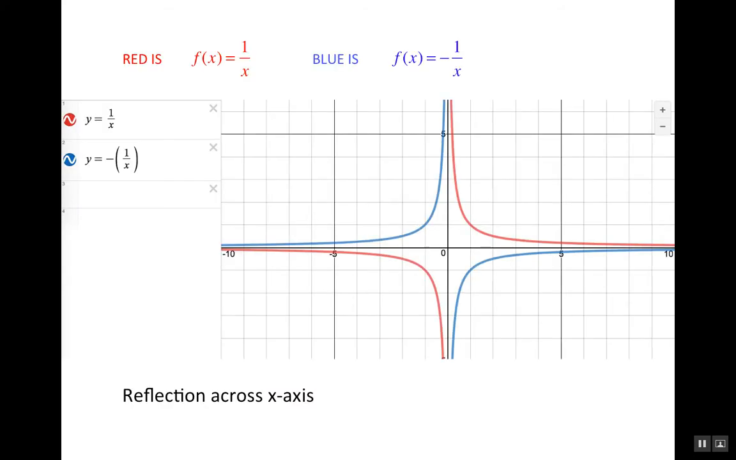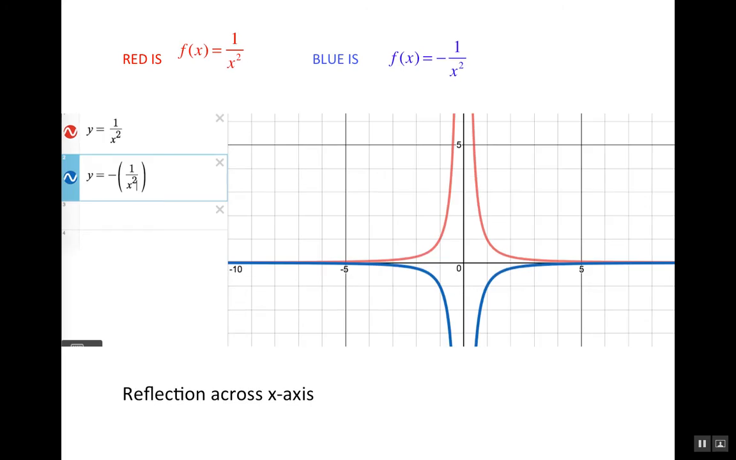Reflections. Here we see the graph of 1 over x displayed in red. Its reflection, minus 1 over x, displayed in blue. And once again, we see that multiplying a function by a negative constant reflects it across the x-axis.